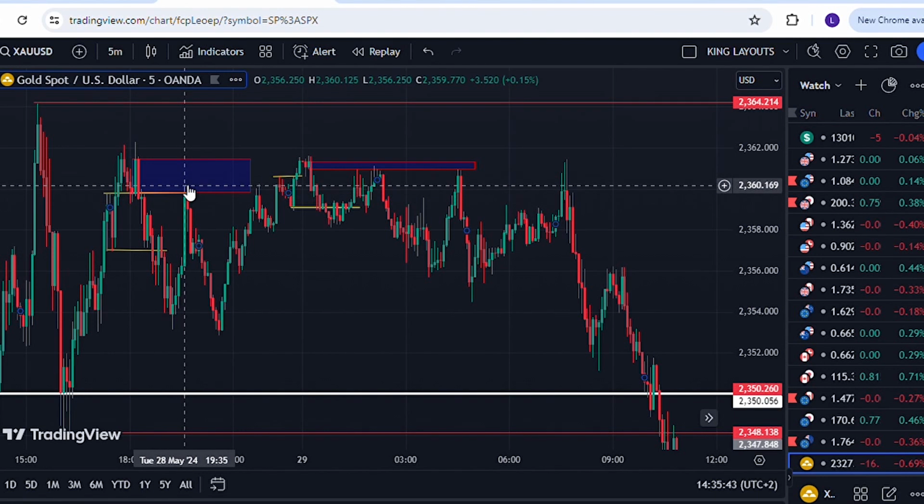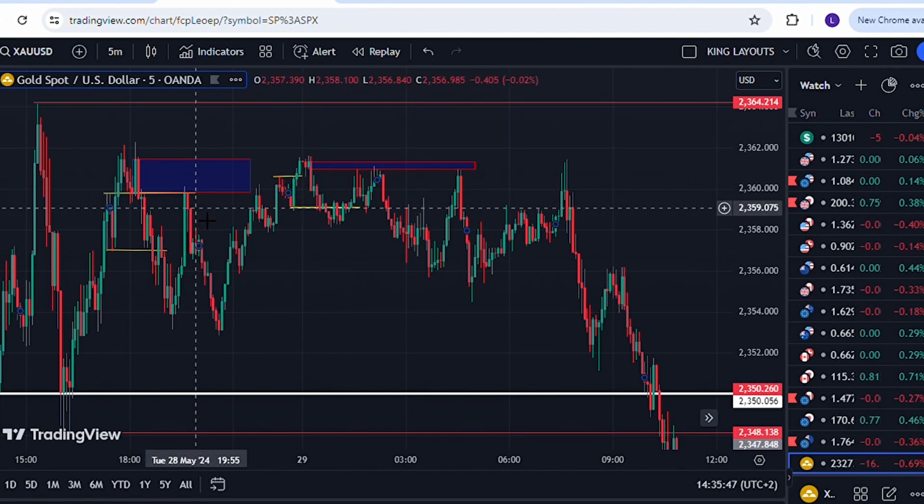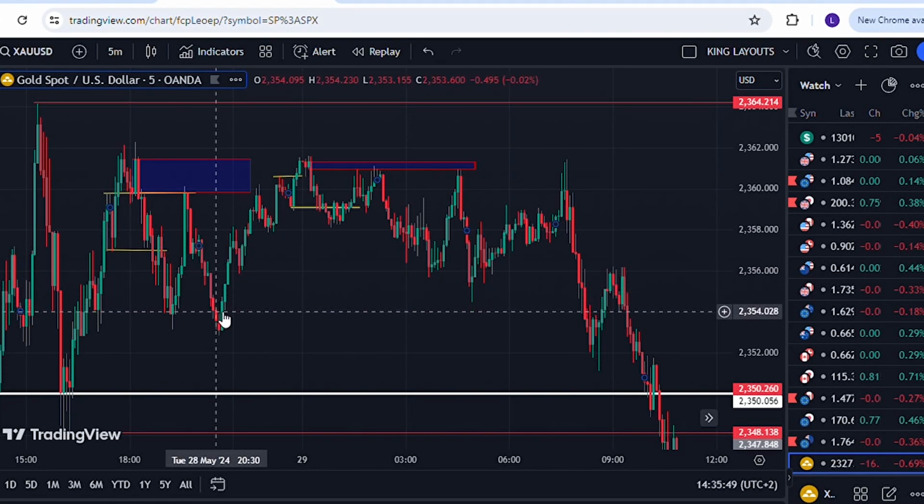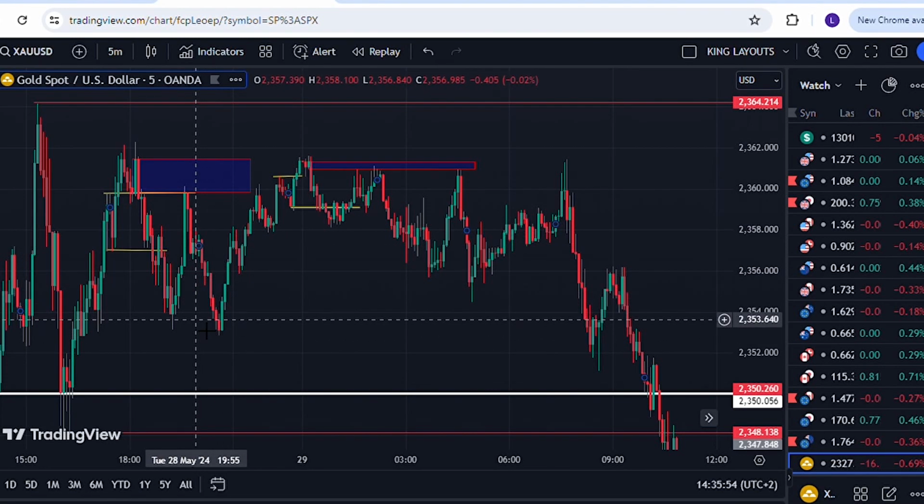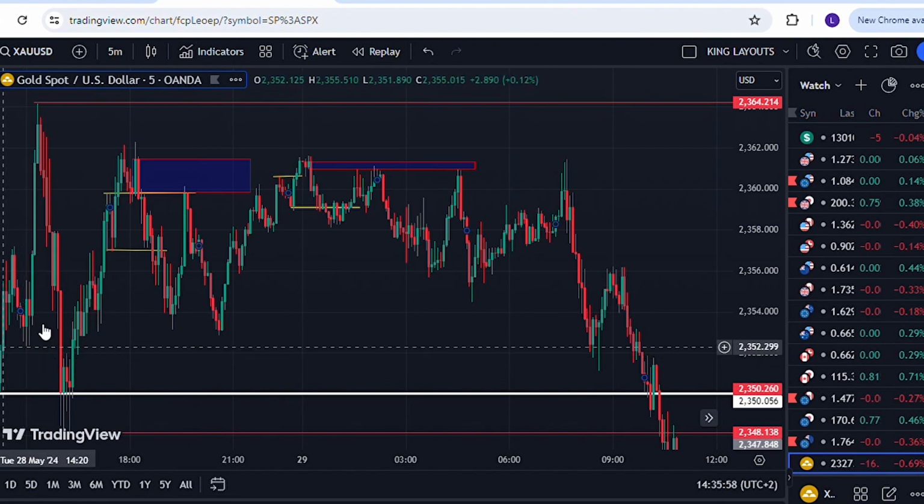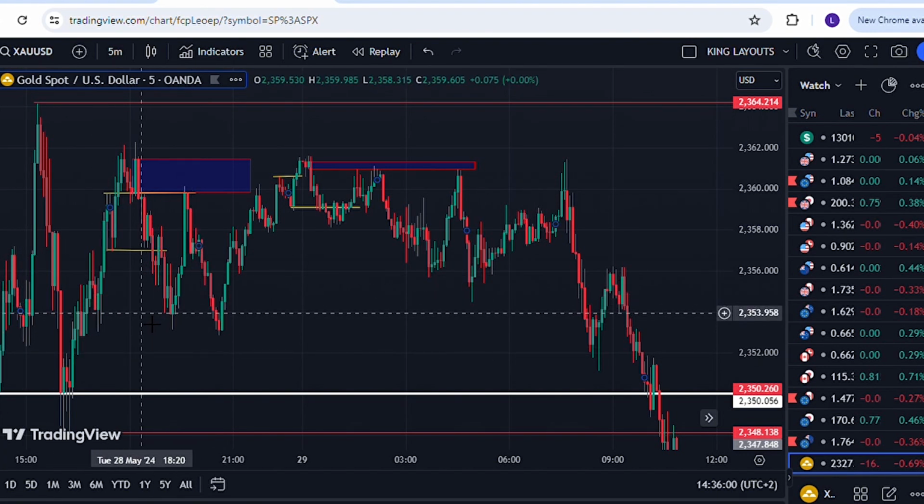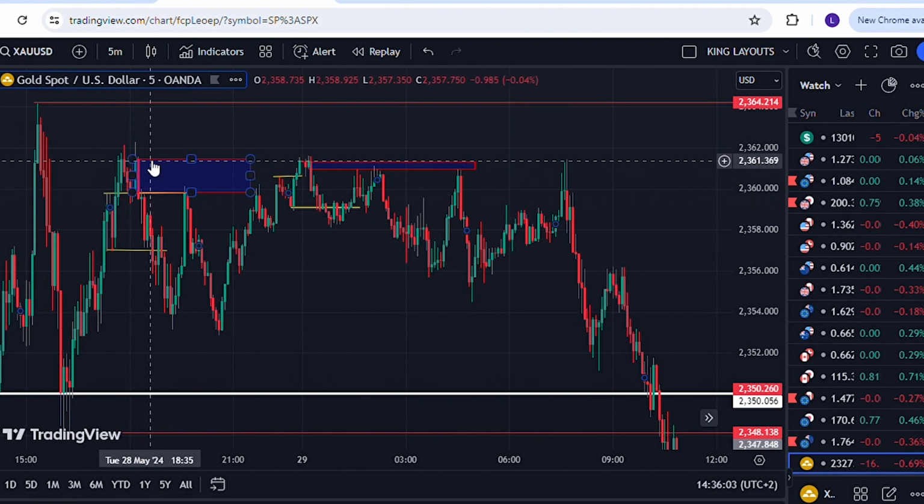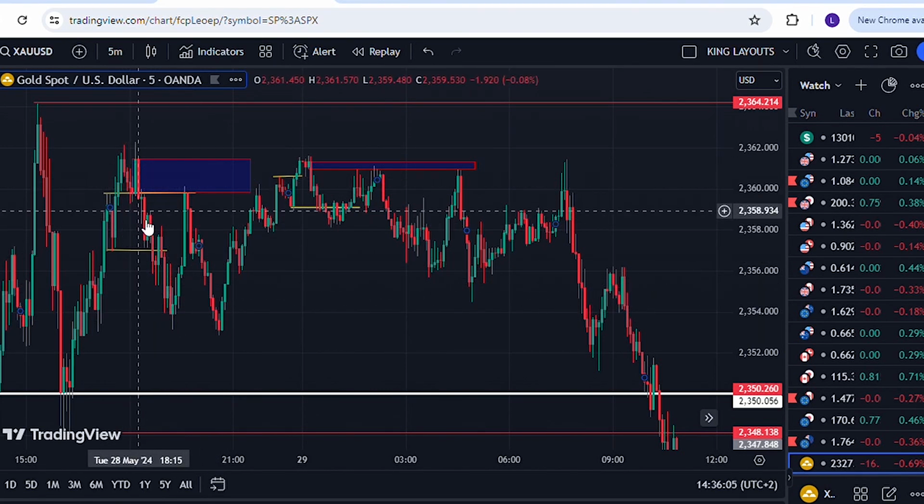And then this one touched, and then we entered the sell here, and then it went down, it went down, it went down, and then this is where my take profit was at. The reason why I placed my take profit here is because of this movement here.